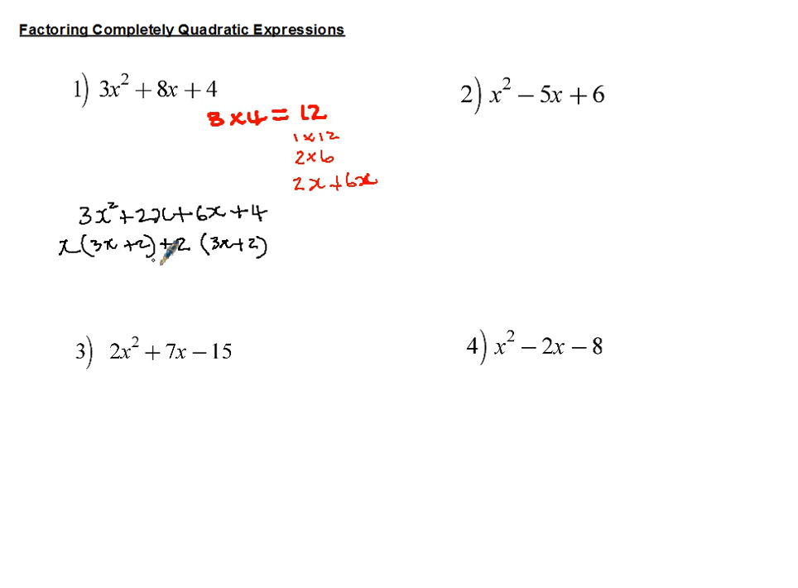So right here now we can see that we have a common factor in 3x plus 2. So our first factor for the answer is going to be 3x plus 2. And the other factor is going to be x plus 2. And the expression is factorized right here. And remember, to factorize is to write the product. So we have a product of two binomials here. So that's our final answer right there.